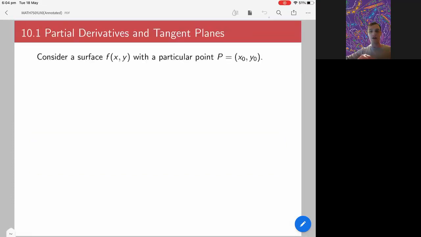So let's get started with some partial derivatives. So, section 10.1.